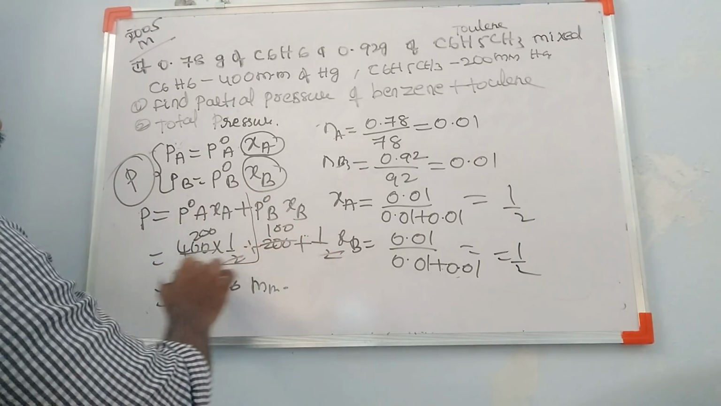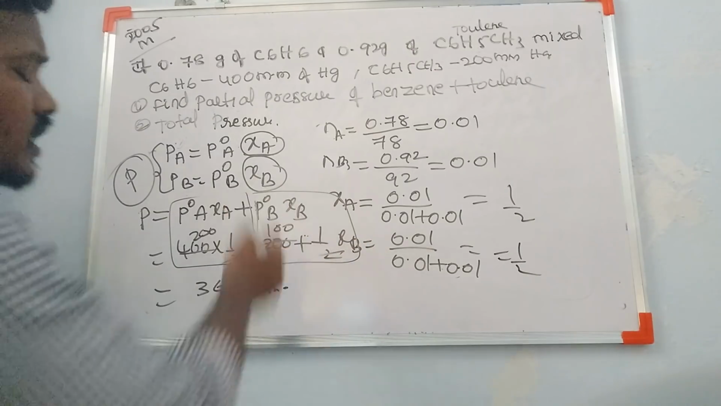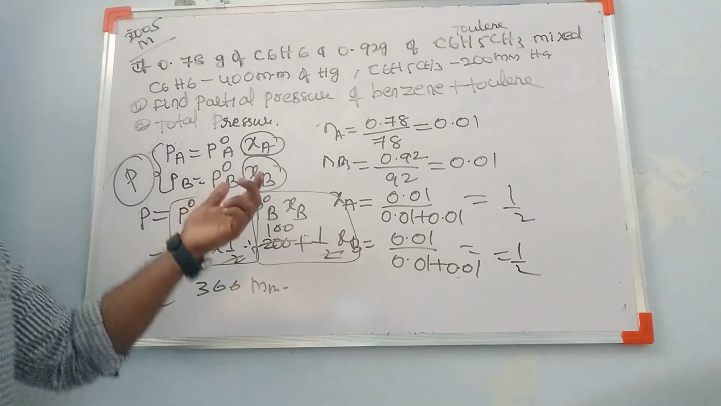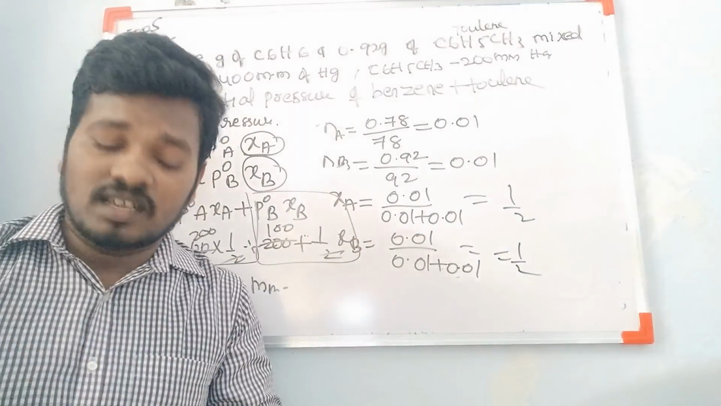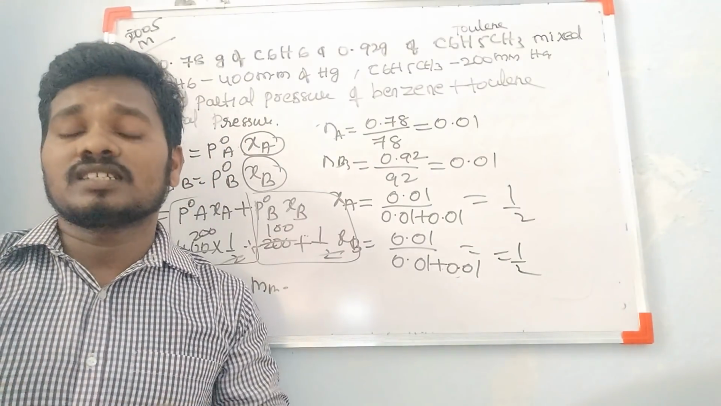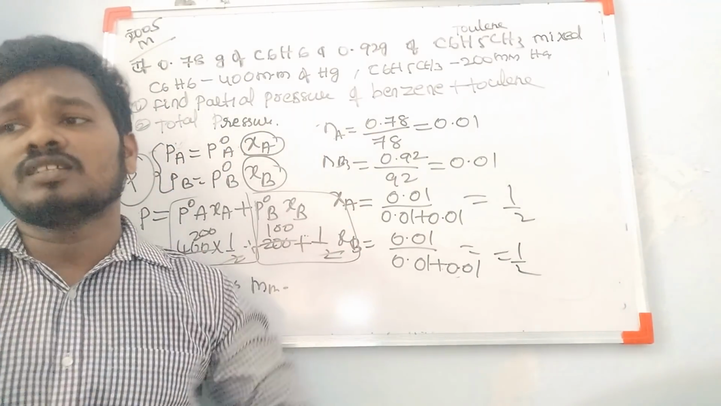You can calculate the individual one also, but I made it as a mixed bill. This question was asked in the 2005 mains. Of course, they are asking it in other medical entrance tests also. They just change the numericals.